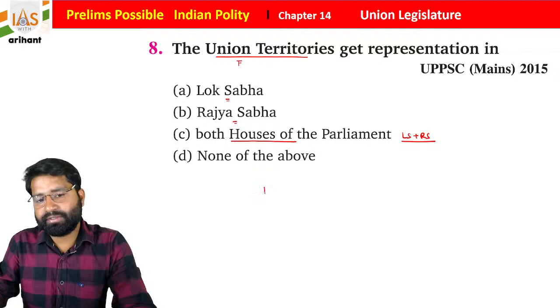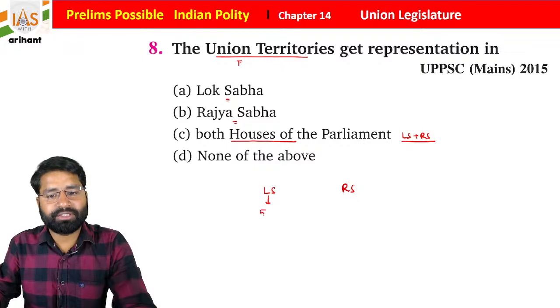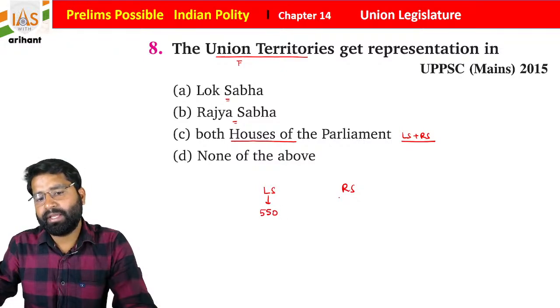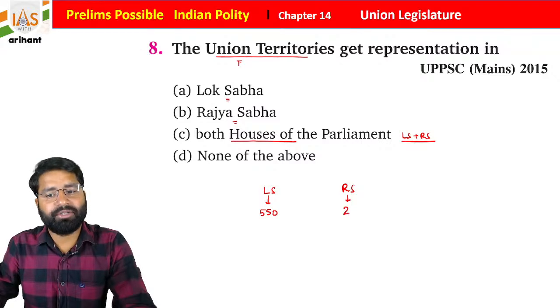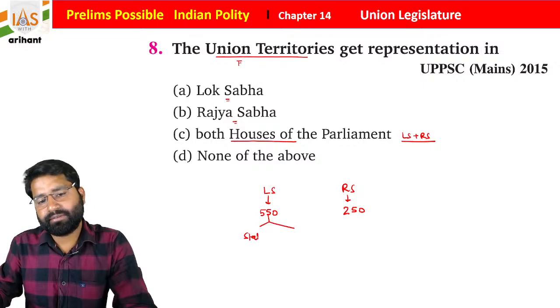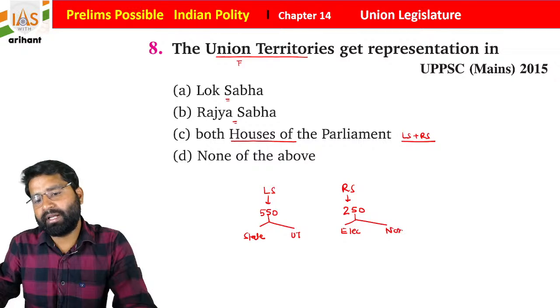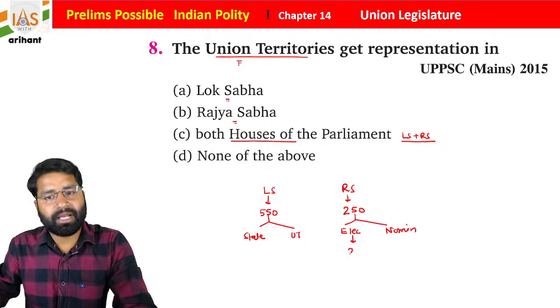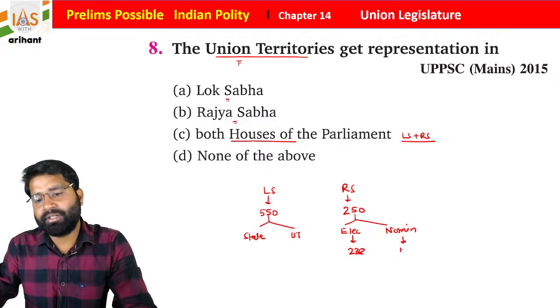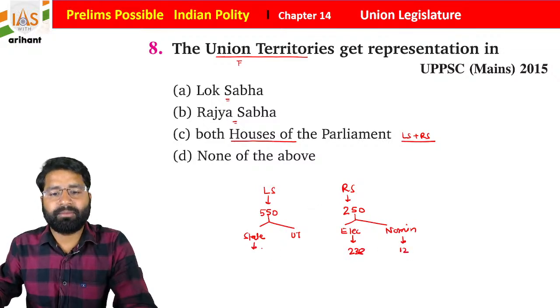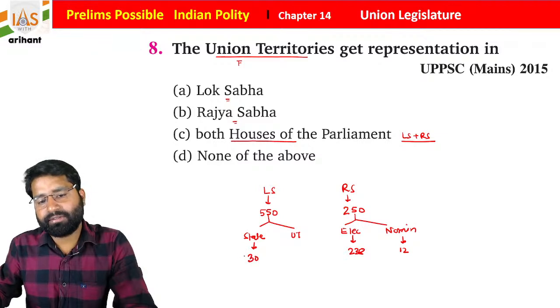Students, we already discussed there are 2 types of seats in Lok Sabha and Rajya Sabha. In Lok Sabha the maximum seats can be 550, and in Rajya Sabha the maximum seats can be 250. Out of 550 there are state seats and some union territory seats. In the Rajya Sabha, a few members are elected and a few are nominated. The elected members can be a maximum of 238 and nominated can be 12.